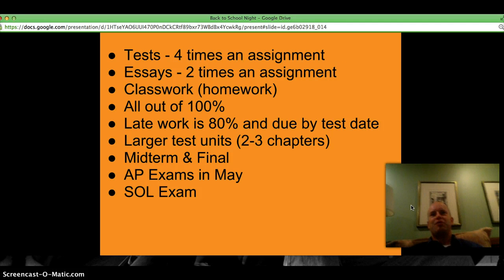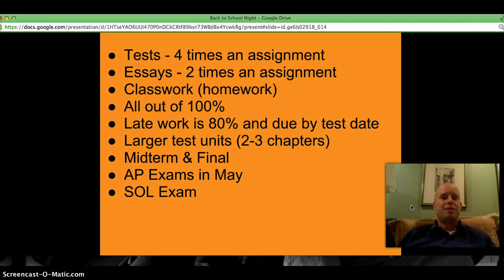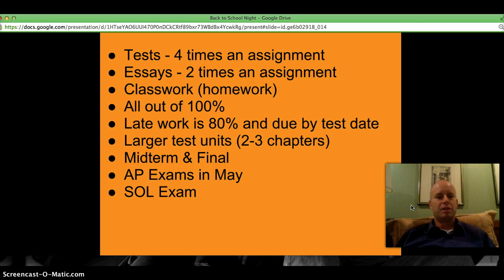I like to think the most important thing is the information, but I'm a parent of 3 Fairfax County kids, and I too care about the grades. So tests are generally multiple choice tests, and we are gearing them again for the SOL test in May, third week of May for the World History 1, or the AP exams, plural, depending on which class they're taking in the second week of May. So multiple choice is four times a classwork assignment.